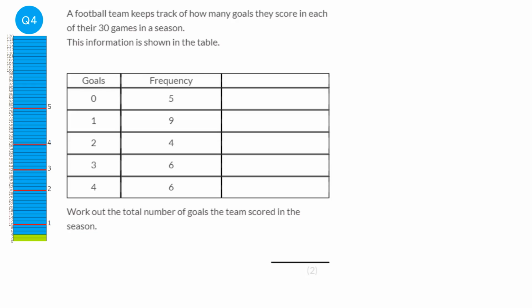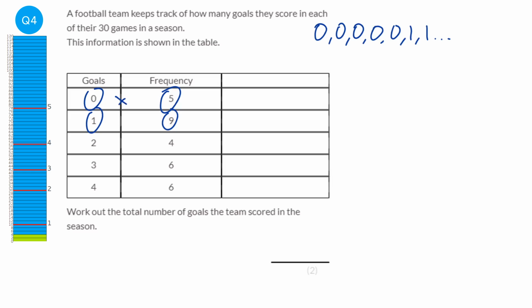If you imagine these numbers written out as a list, there would be 5 lots of zeros, so 1, 2, 3, 4, 5. There'd be 9 lots of 1, so 1, 1, etc. Okay, so when we're looking to see the total number of goals scored in the season, we could write them out as a list and then add them up. But a quicker way of doing that is just multiplying the amount of goals by the frequency.